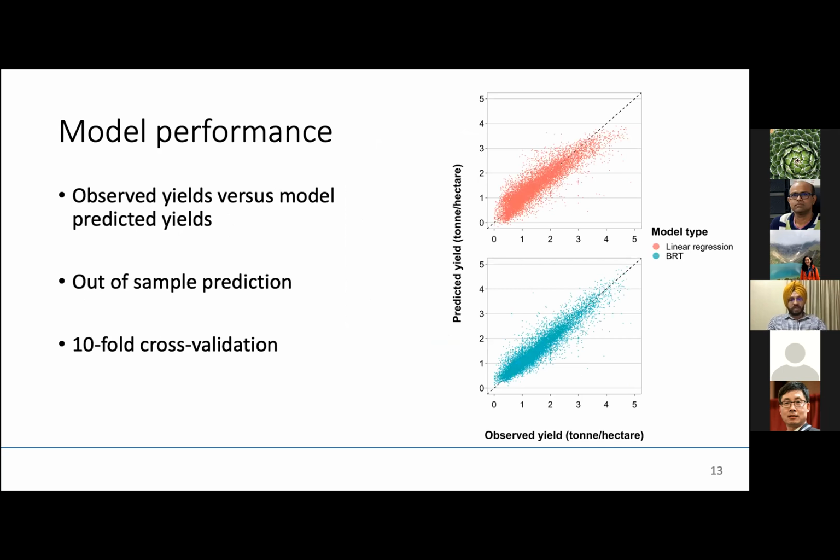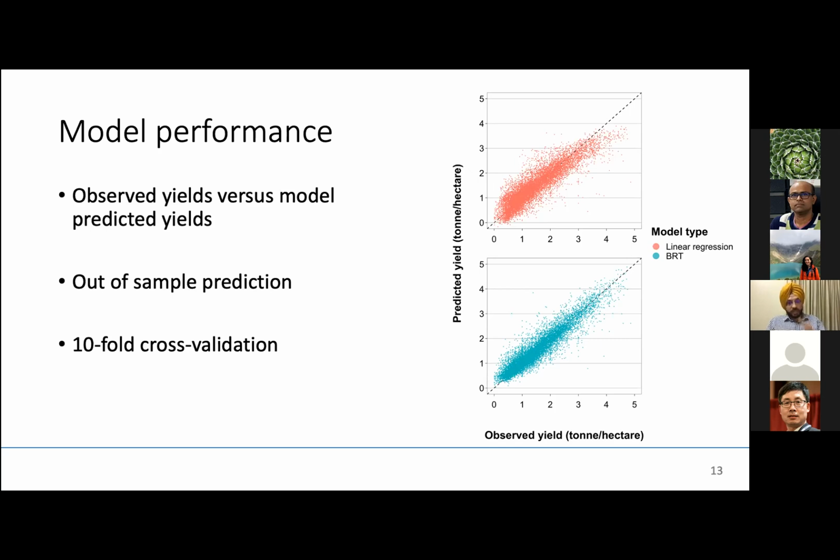I'll just present my results in a different way now. It's just a reiteration of the fact that BRTs are able to account for nonlinearity. So the plots show observed yields on the x-axis, so the data that was actually observed, and predicted yields on the y-axis. I just want to clarify here that these predictions are based on out of sample data.